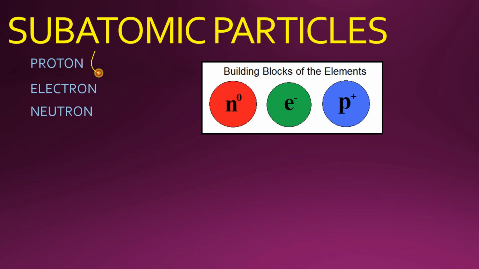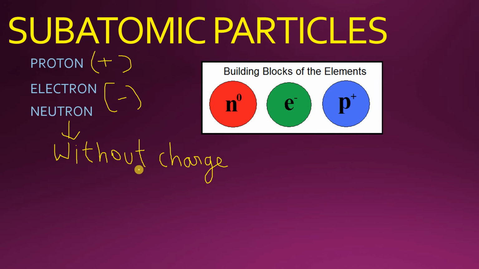Protons are the positively charged particles, whereas electrons are the negatively charged particles and neutrons are those particles which are without charge. Neutrons are those subatomic particles which are without charge, whereas electrons have negative charge and protons have positive charge.